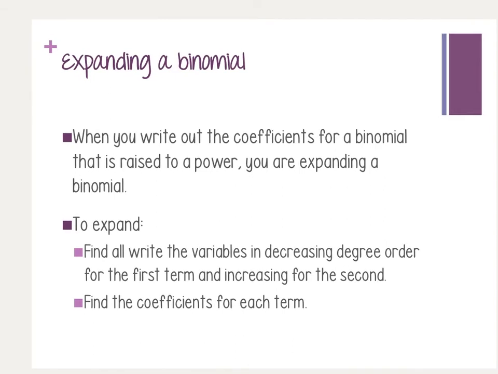All right, so we're going to actually use this to expand the binomial. When you write out the coefficients for a binomial that's raised to a power, you're expanding it. We talked about what it meant to expand. To expand, we're going to write out all the variables in decreasing degree order for the first term and increasing for the second. So it's the first thing we do. Take whatever the first term is, decrease the exponent, take the second term, increase the exponent, and then find the coefficients using what we just did, and then multiply each term out until you've got your full expanded binomial.